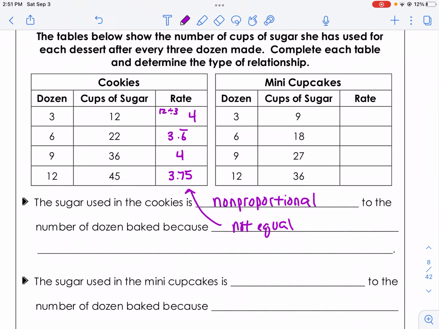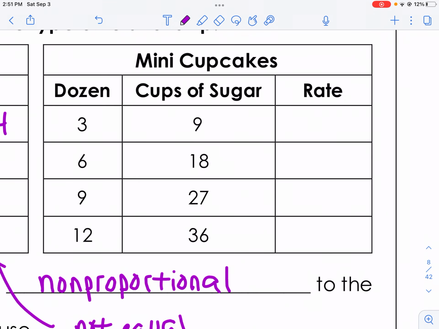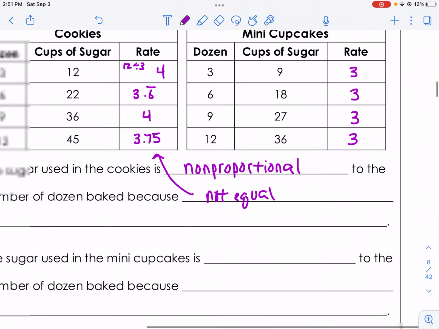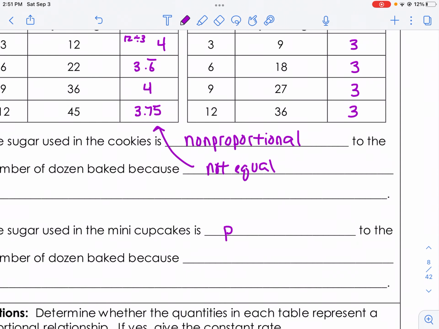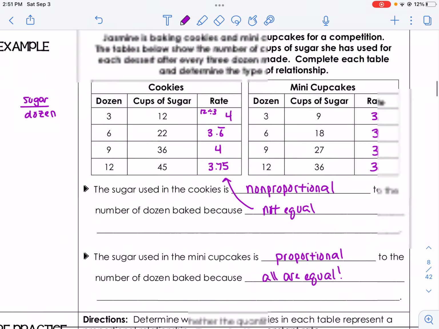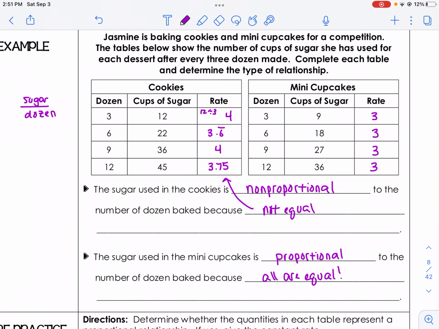What about our cupcakes? Let's figure out what happens there. Let's do sugar divided by dozen. 9 divided by 3, 3. 18 divided by 6, 3. 27 divided by 9, 3. 36 divided by 12, 3. This is getting boring, right? This is how it should work. You should have a consistent amount of sugar per dozen. So the sugar used in mini cupcakes is proportional because all of them are equal. So something went wrong with her cookies, but she was very consistent with her mini cupcakes.